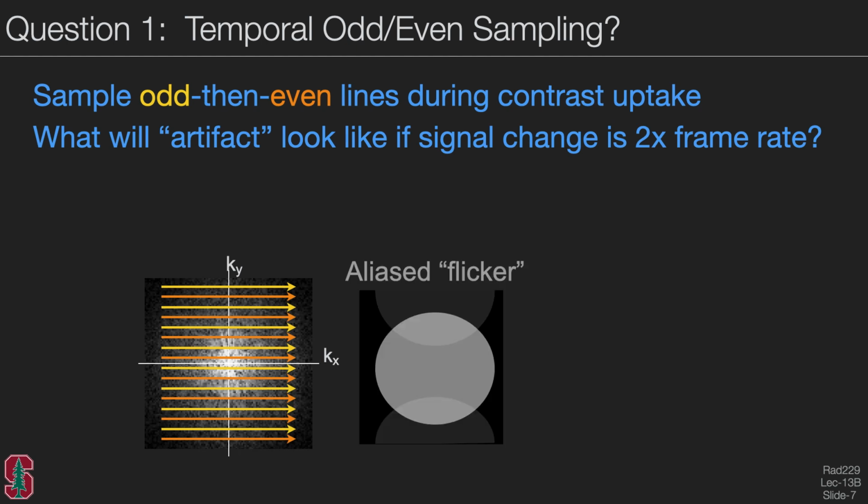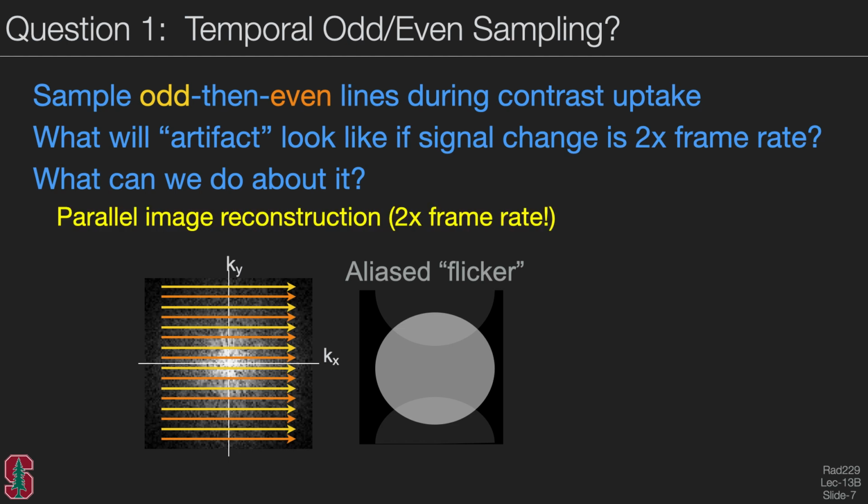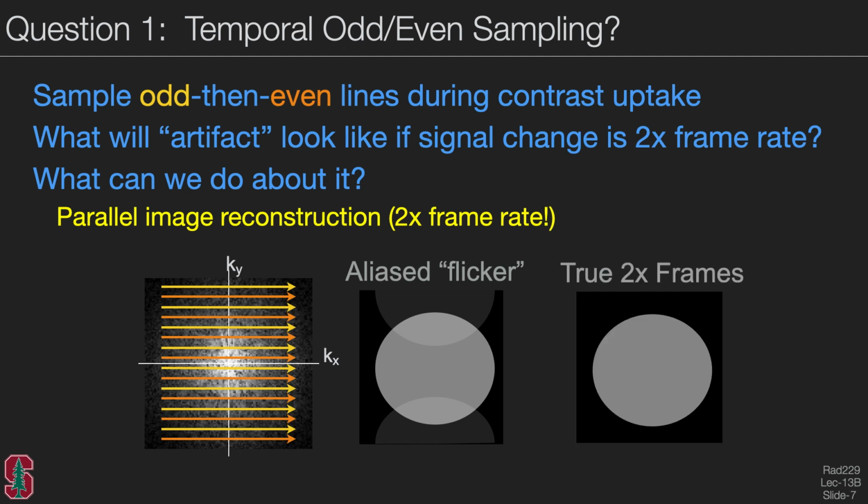This is because if the odd lines and the even lines have a different signal level, that aliased replica will not cancel out properly. So what can we do about it? Well, we could do parallel imaging here, because this would give us 2 times the frame rate. And arguably, if we have calibration information, we can reconstruct the full image from either the odd lines or the even lines. And this would give us true 2x frames. So there are ways to do this that we will look at.